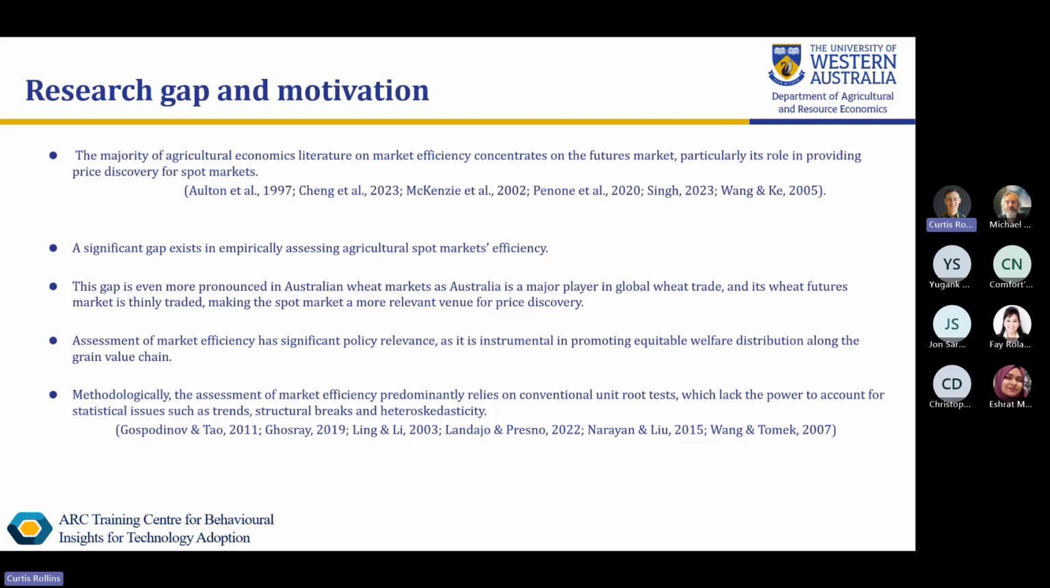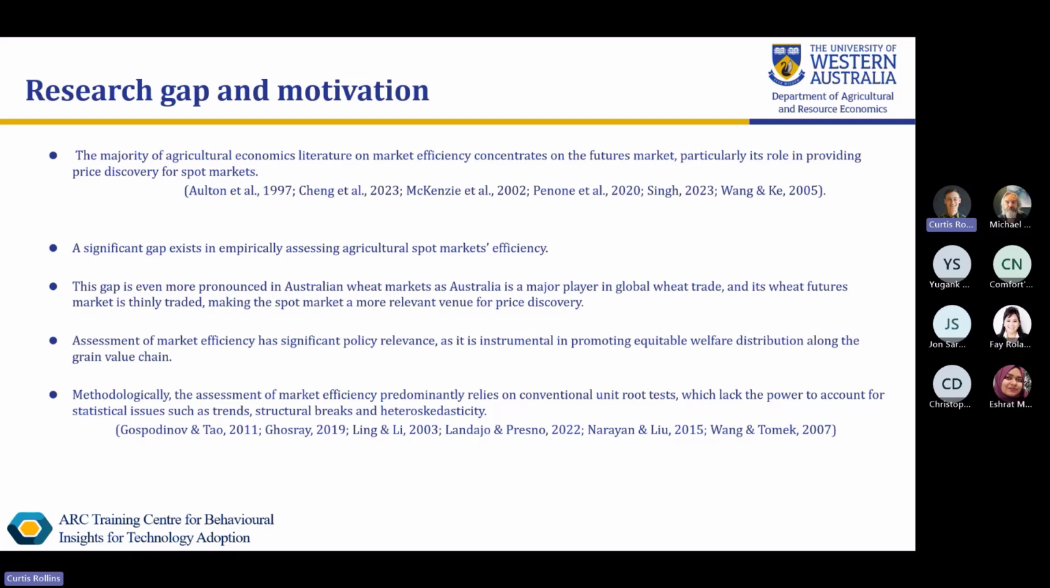There is also a methodological gap in the agricultural economics literature. The financial economics literature is very much advanced in this kind of analysis, but agricultural economics literature is more focused on conventional unit root analysis, and conventional unit root analysis lacks the capacity to account for statistical issues induced by climatic shocks, economic shocks, crises, or other shocks.